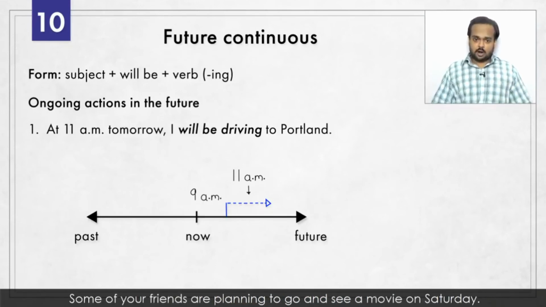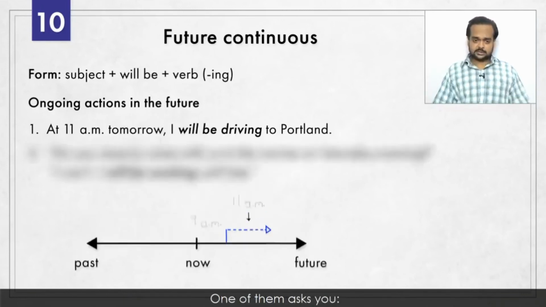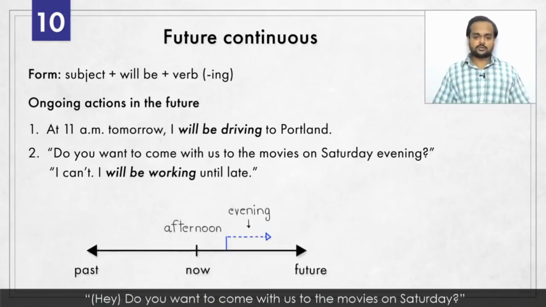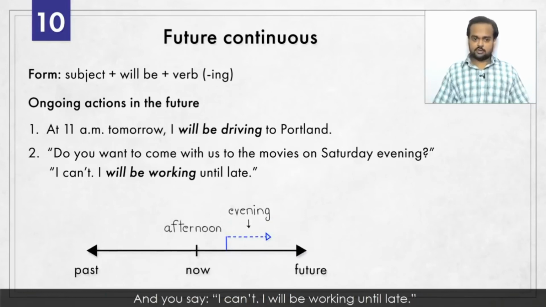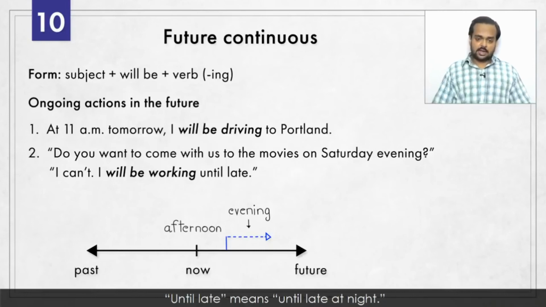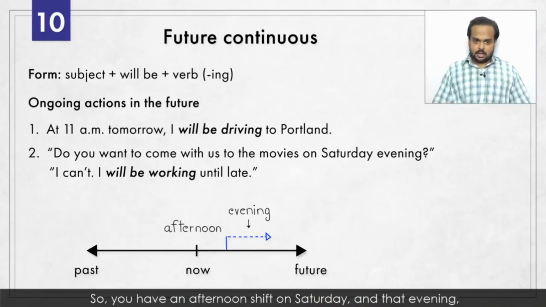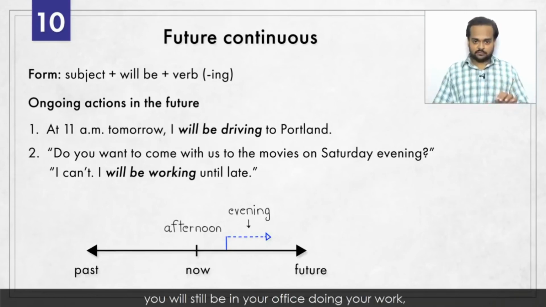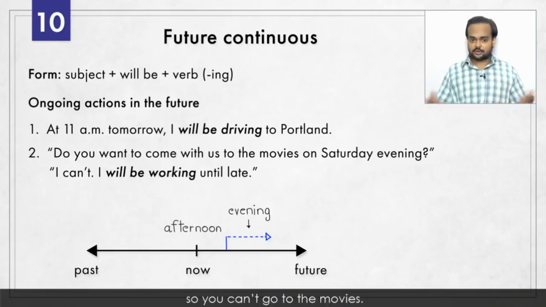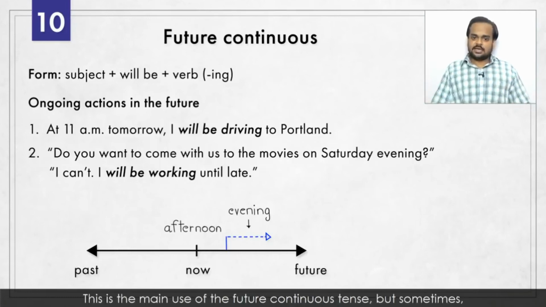Some of your friends are planning to go and see a movie on Saturday. One of them asks you, "Hey, do you want to come with us to the movies on Saturday?" And you say, "I can't. I will be working until late." Until late means until late at night. So you have an afternoon shift on Saturday, and that evening you will still be in your office doing your work, so you can't go to the movies. This is the main use of the future continuous tense.